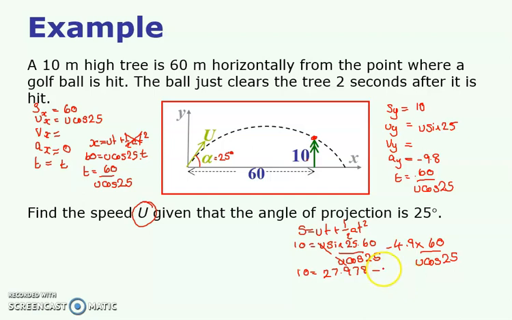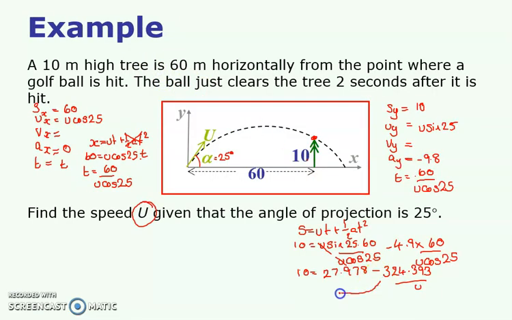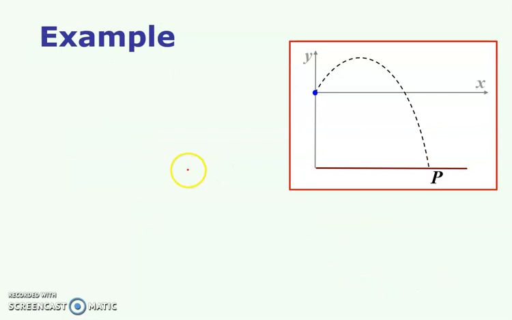That's 324.393 over the u. The u is still there. So I think if I move those over, I'm going to write 324.393 over the u. And notice what I'm doing is I'm moving that over there, and I'm moving the 10 back again, and that 10 will become a minus, so it becomes 17.978.